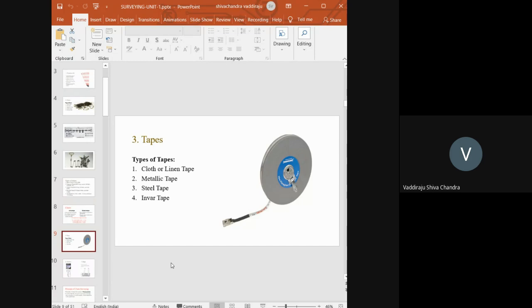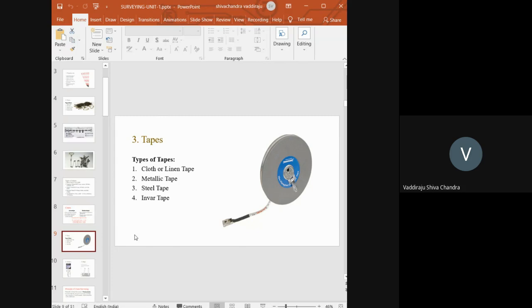Have you seen tapes? Yes, sir. Have you used one in your home? Most of the houses will have a tape, right? At least one which is used for tailoring purposes also, right? Yes, sir. Okay, what will be there on the tape?